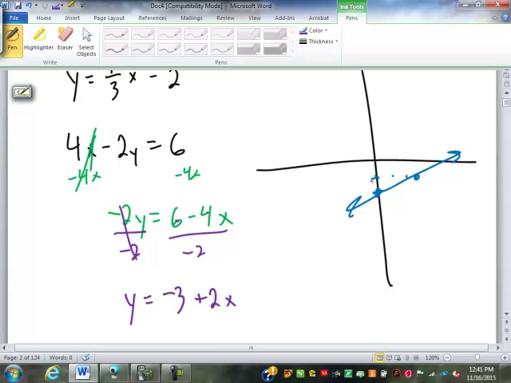Where do we start? Okay. Treat that as up 2 over 1. There we go. There's our line.